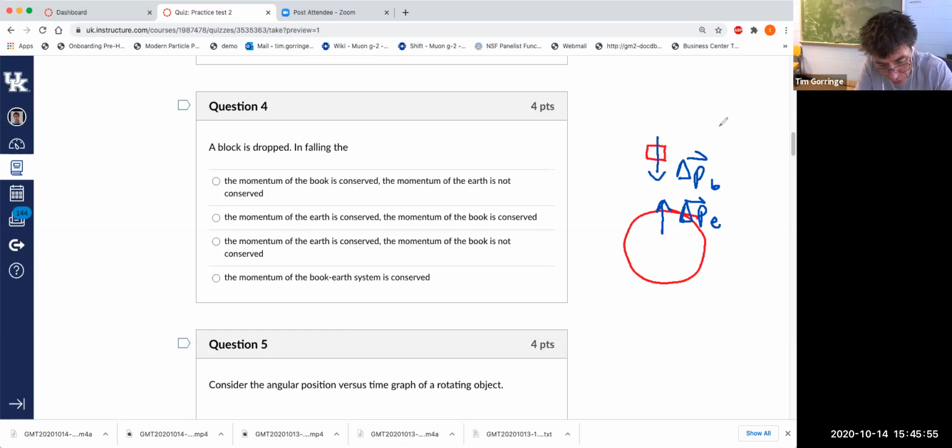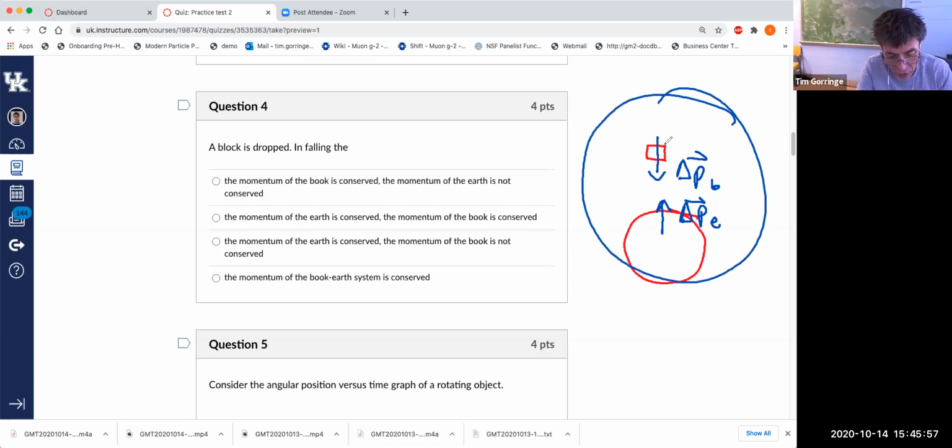That is conserved. So if you look at the whole system, the total momentum, the sum of the momentum of the book and the Earth, well, it started at 0 as the book was at rest in our hand. We dropped it. The sum remains 0. The individual momenta don't, but the sum remains 0. So the momentum of the book-Earth system is conserved. So that's the answer to that one.